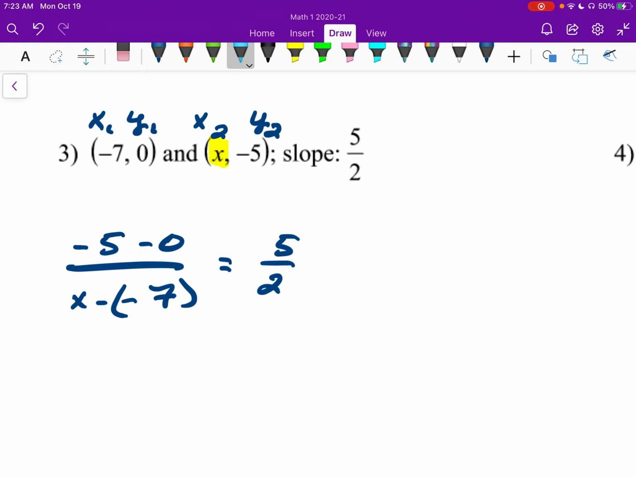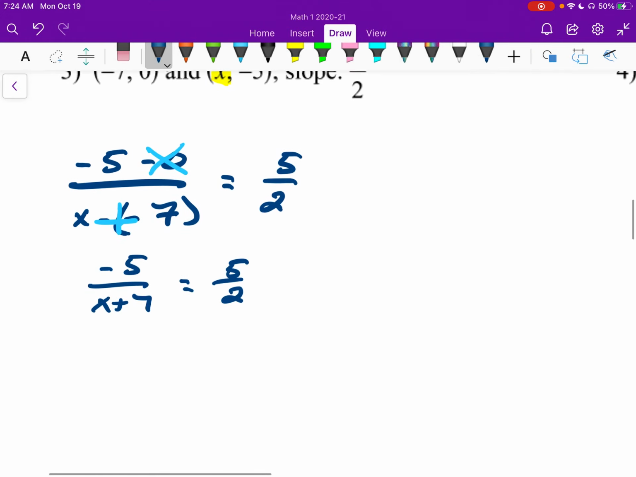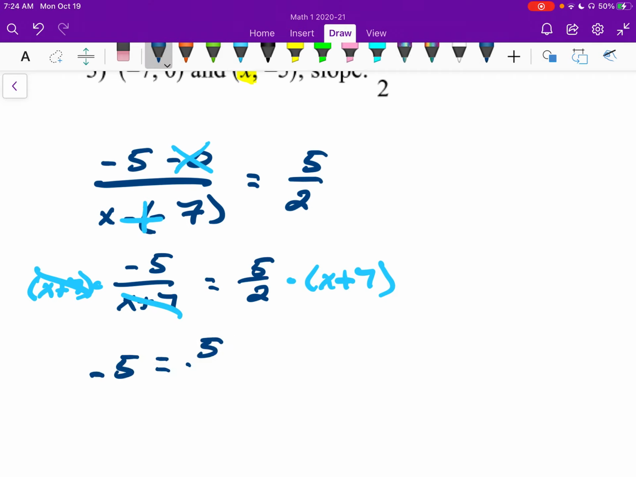Well, we can notice that our double negative here will become a positive. Also, our negative 0 just kind of goes away. So my next step here is going to have negative 5 over x plus 7 equals 5 over 2. Our variable is trapped in the denominator, so I'm going to multiply by x plus 7. I can cancel on the left, and I'm left with negative 5 equals 5 halves times x plus 7.